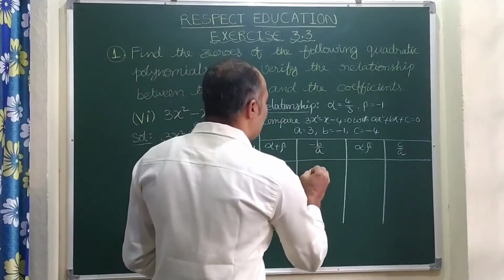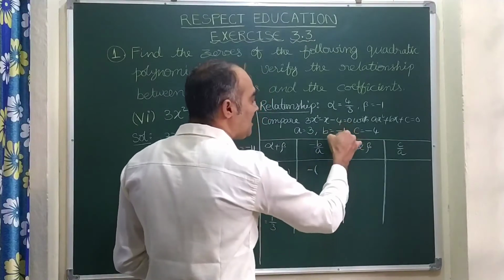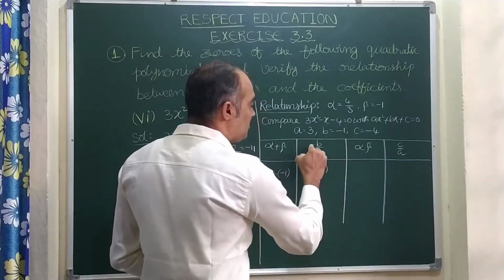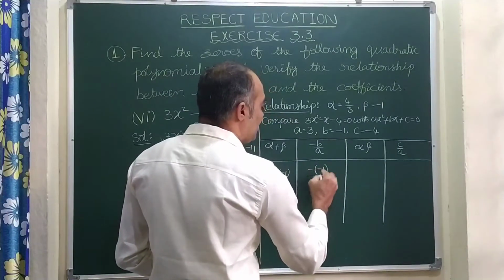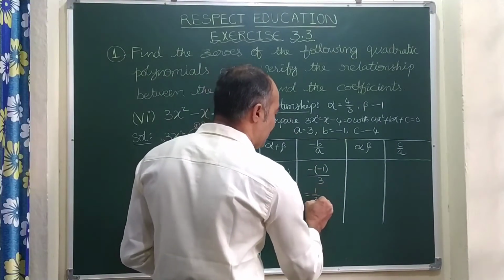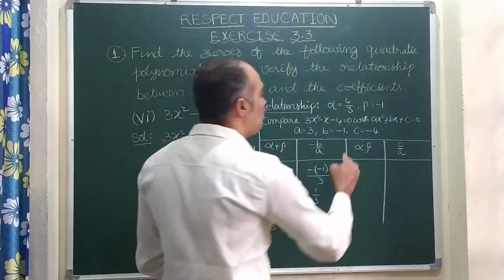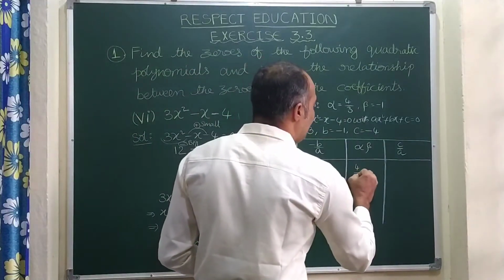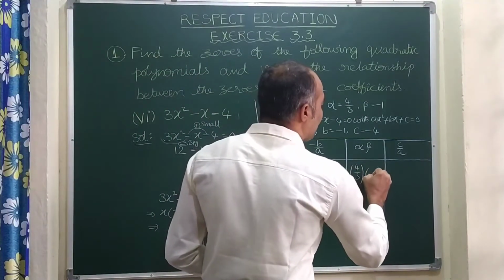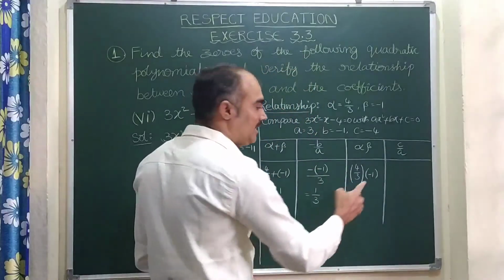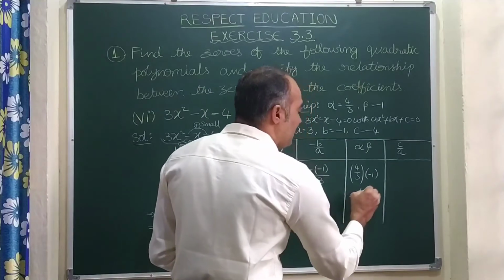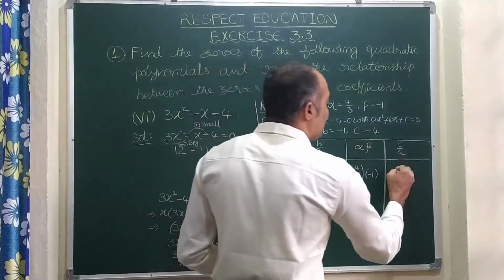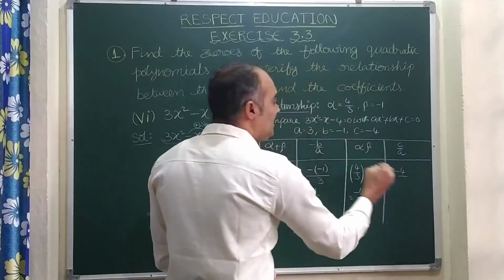Minus b by a: here b itself is minus 1, and this minus is from the formula. Minus b by a, minus into minus is plus, so it is 1 by 3. Right? Alpha into beta: alpha is 4 by 3 into beta is minus 1. Minus 1 into 4 by 3, minus 1 4s are minus 4, so it is minus 4 by 3. Now c by a: c is minus 4, a is 3.